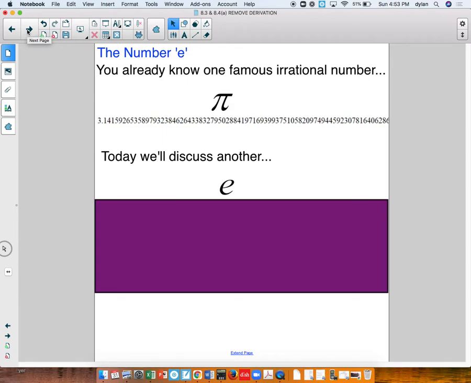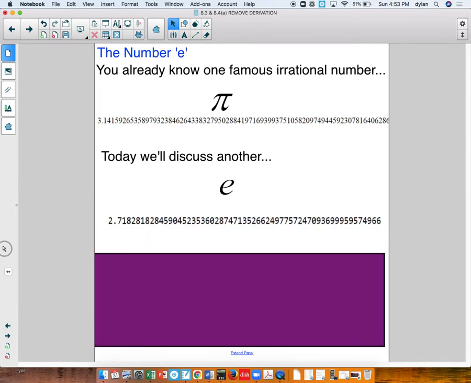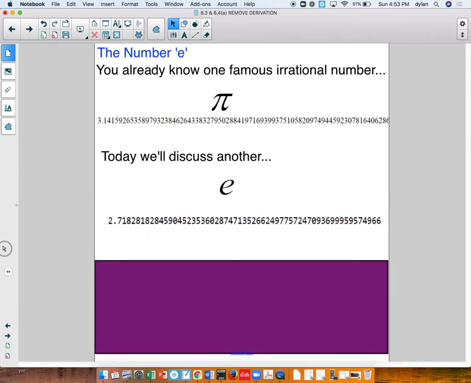All right, so we're going to talk about the number E. You guys have been very exposed to a different famous irrational number, pi, and you know that it has infinite digits that never repeat. Today we're going to be looking at another famous irrational number, which is the letter E. That number also goes on forever without repeating. It starts with 2.718 and goes on from there. Just like most of you know that pi is 3.14, you should at least know that E is 2.72 if nothing else.